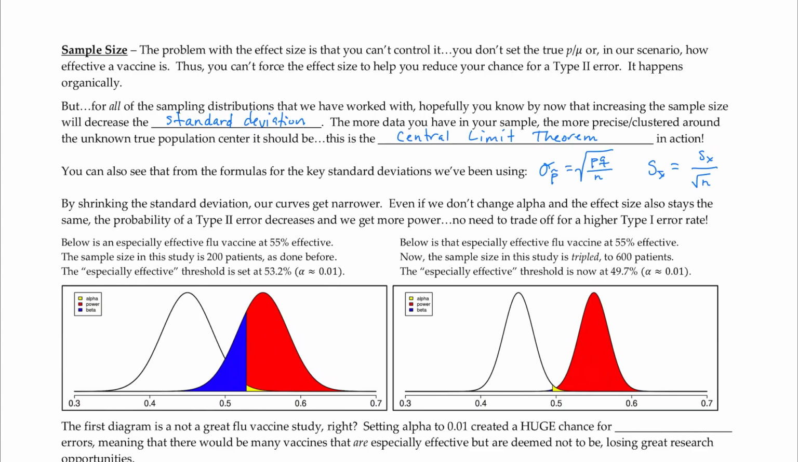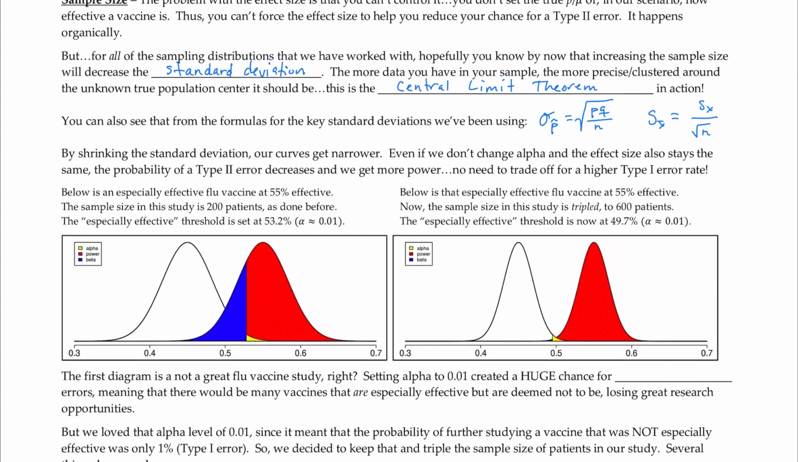So by shrinking the standard deviation, our curves get narrower. Even if we don't change alpha or the effect size, the probability of a type 2 error will decrease and we get more power for our test. There's no need to do that trade-off of, oh, I increase alpha, but now I'm going to make a type 1 error more frequently. So let's look at some examples and graphs of that happening here.